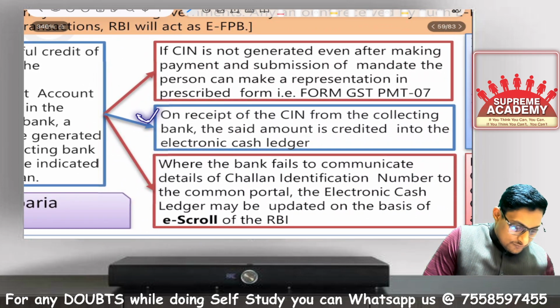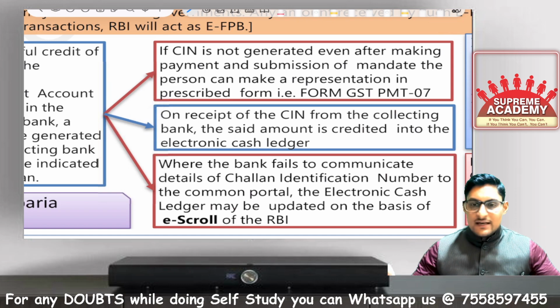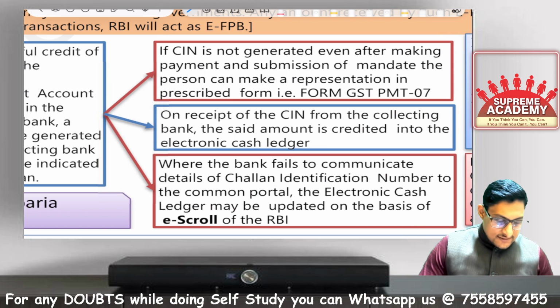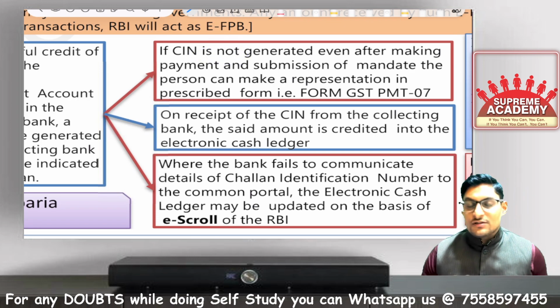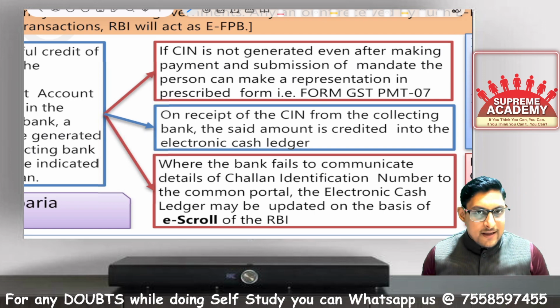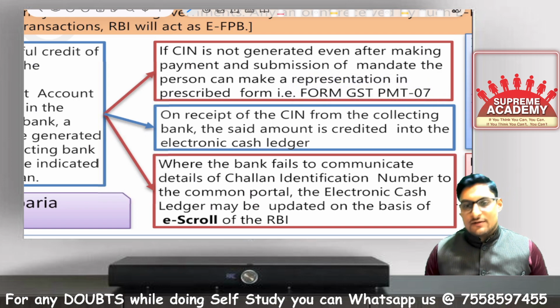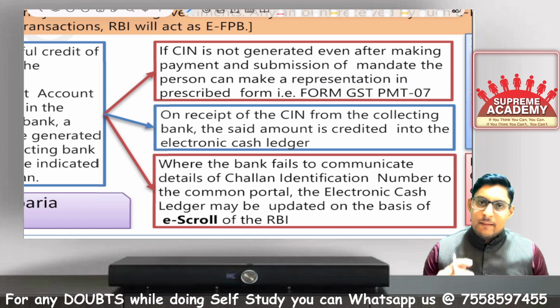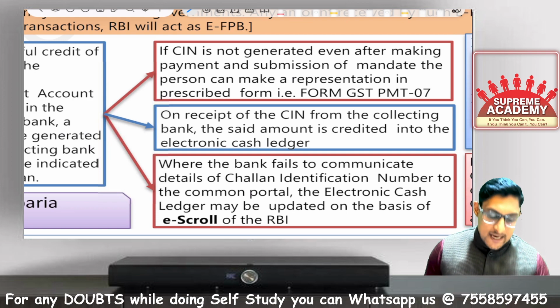Now what will happen after the generation of the CIN number? First, you receive the CIN number. No problem, life is going good. Second, the CIN number is not received, not generated by the bank. If it is not generated by the bank and not received by the taxpayer, then what can you do? Fill the form GST PMT-07 with all the proofs of the payment made, the reference number, everything. They will correct it and generate the CIN.